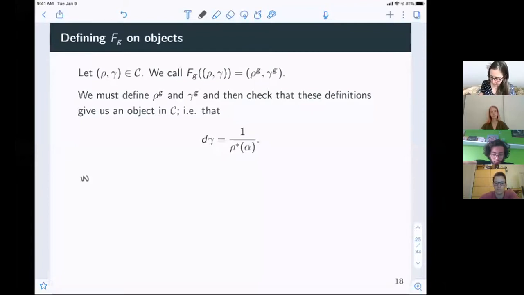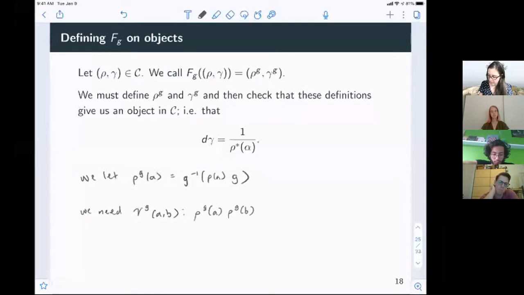So we take rho_g of A equal to g inverse of rho of A g. And we choose a way to parenthesize this since we have these associators, that, again, while things might be the same as objects, we need to keep track of what's witnessing that they're the same object. And so then we need to define a gamma_g of A,B, which is going to take us from rho_g A, rho_g B to rho_g AB.